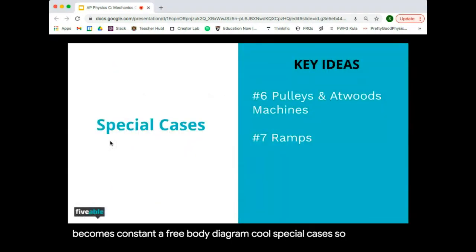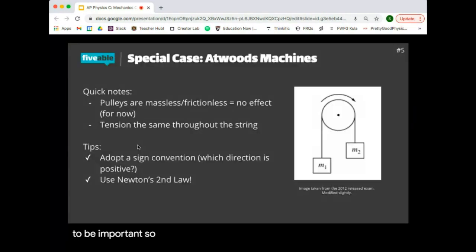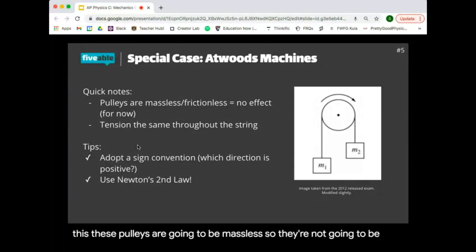Special cases. I wanted to spend a good amount of time today working on special cases, and I want to give you some practice with them, because you're going to see these almost definitely on the test. So I wanted to do more force practice, but in the context of these special cases, because they're going to be important. The first one is called an Atwood's machine, and more generally, we're talking about pulleys. For now, these pulleys are going to be massless, so they're not going to have any mass, and they're going to be frictionless. So there's no effective friction as the string moves along the pulley.